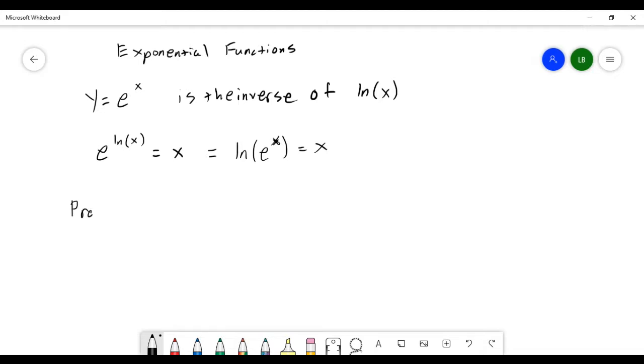So let's talk about some properties of our exponentials.